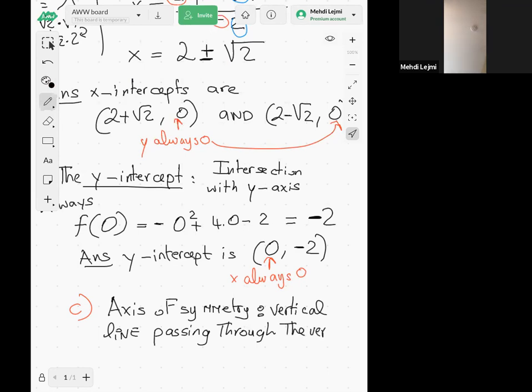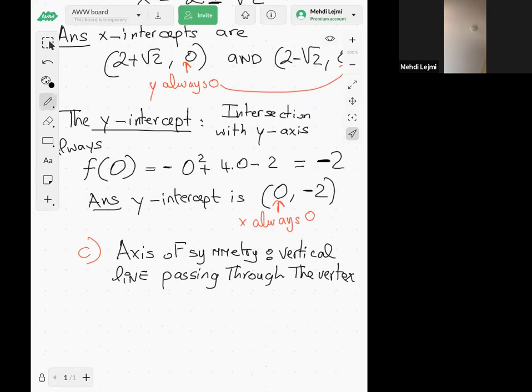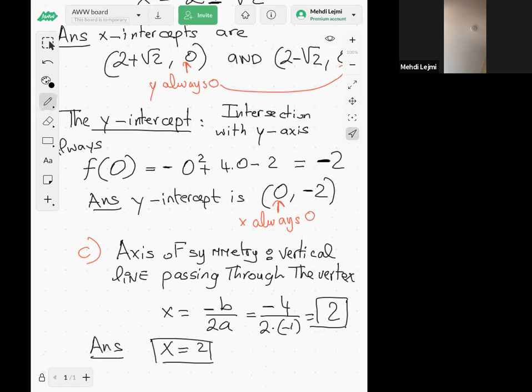So it has the same equation as the x coordinate of the vertex. The equation is x equals minus b over 2a. It's the same as the x coordinate of the vertex. It's minus 4 over 2 times -1, which is +2. So the answer, the axis of symmetry is x equals 2. Again, the same as the x coordinate of the vertex.